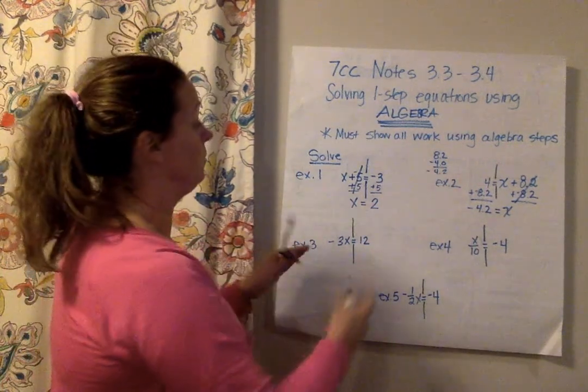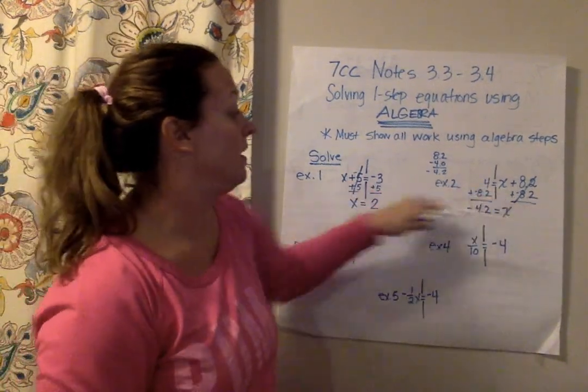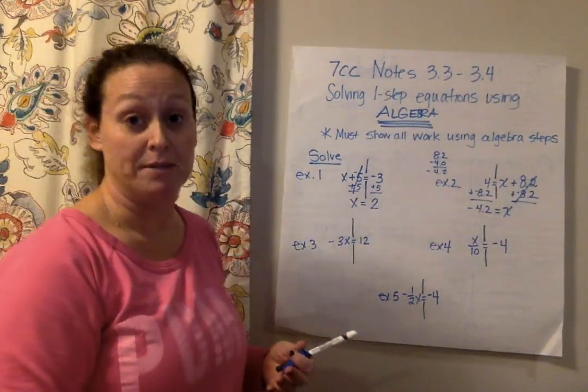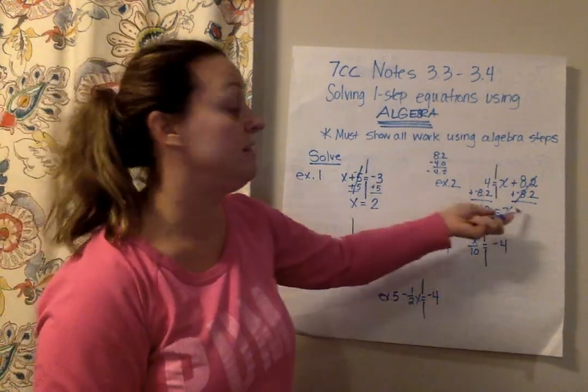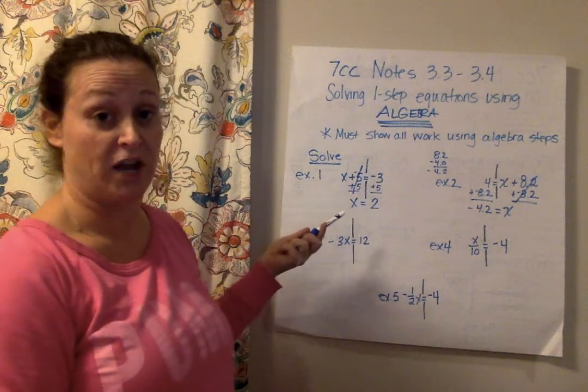In the first two, something was being added to x, and therefore I added the opposite. In this case, I added 5. In this case, I added -8.2. And in both, I went back and checked it.